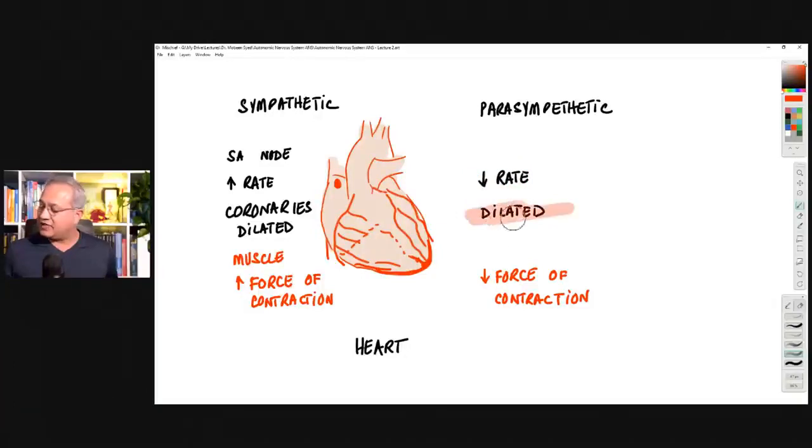And the blood vessels to the coronary are still dilated. We don't want the heart, when the heart rate is reduced and the heart is functioning less, to have its own blood supply become less as well. So we keep the blood vessels dilated. Force of contraction will reduce with parasympathetic, again, when you're eating. Now, I have a question for you.